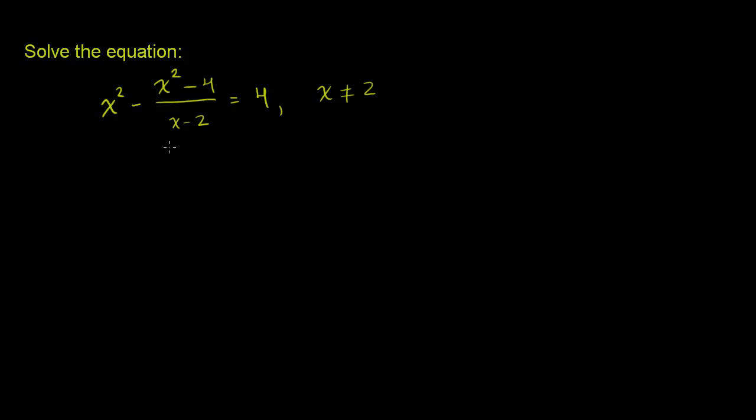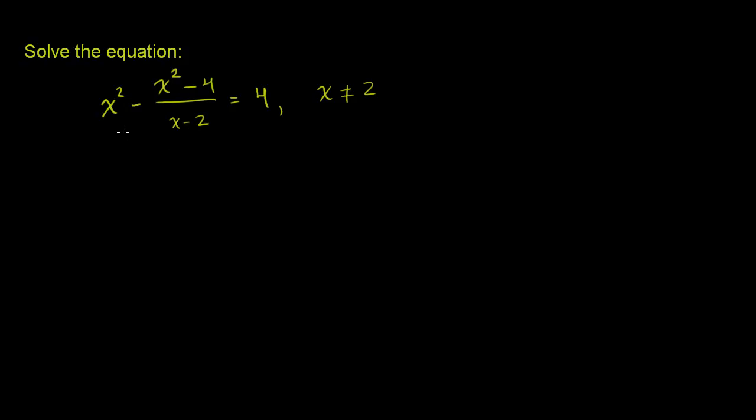So you might be tempted to try to express this with the common denominator of x minus 2 and then add these two expressions. But the thing that jumps out at me initially is that we have x squared minus 4 on the numerator, which is a difference of squares. Or if you factor it out, it's x plus 2 times x minus 2. So we should be able to factor this x minus 2 out.